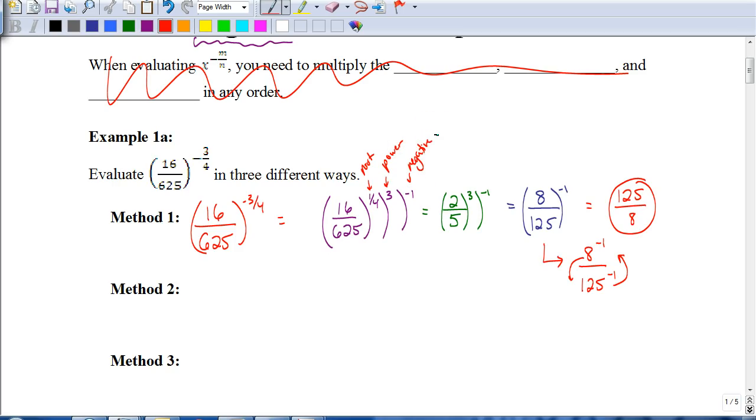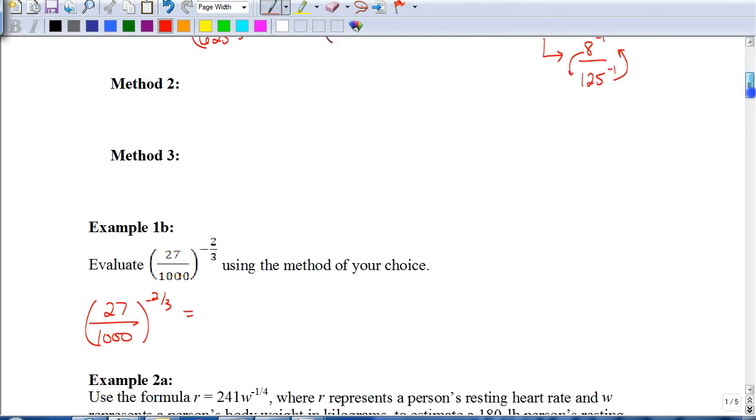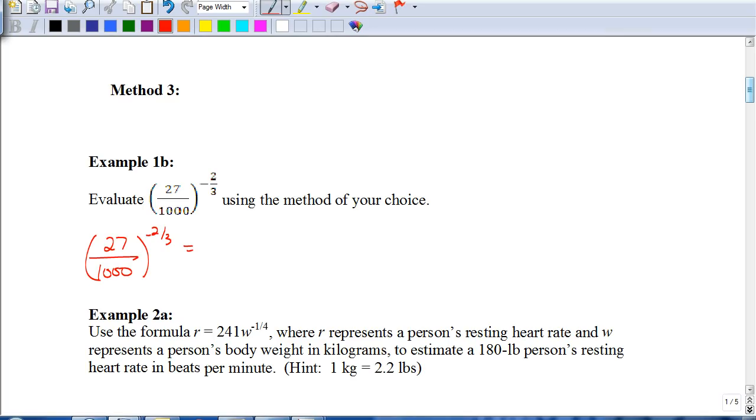We're always going to do it in that order. The root, the power, then the negative. So let's look at another example. Here we have 27 over 1,000 being raised to the -2/3 power. Again, I'm going to break this up into the root, then the power, then the negative.